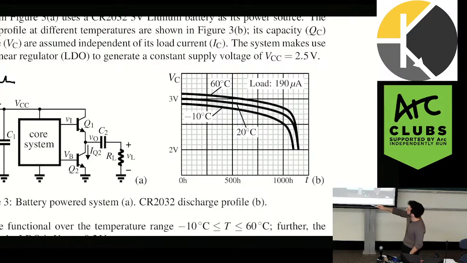Its worst case lifetime is dependent on the amount of voltage it discharges to, right? So it starts at some voltage and then it discharges to some voltage. The voltage it'll stop discharging at is when the circuit breaks, right? When the circuit stops functioning.